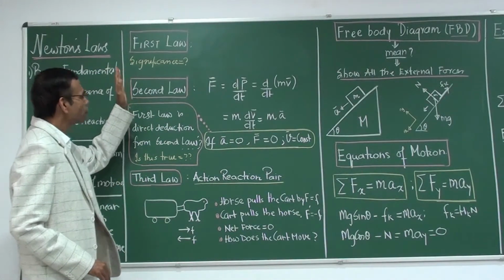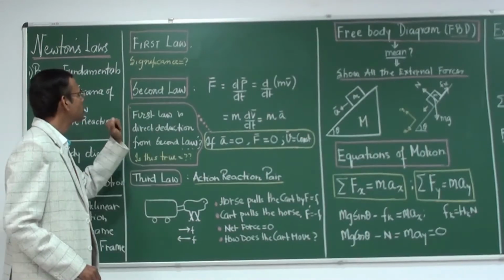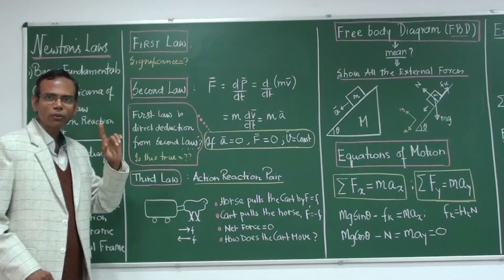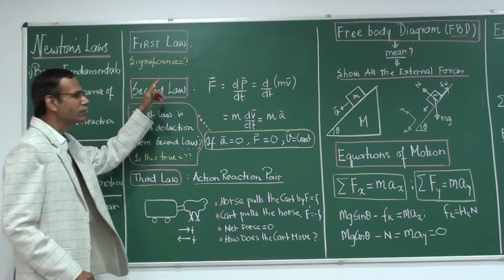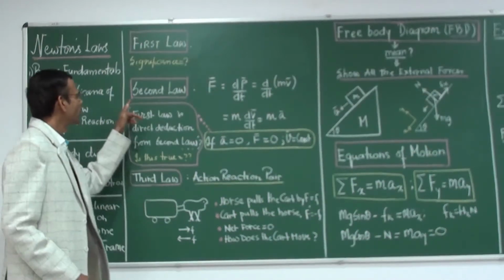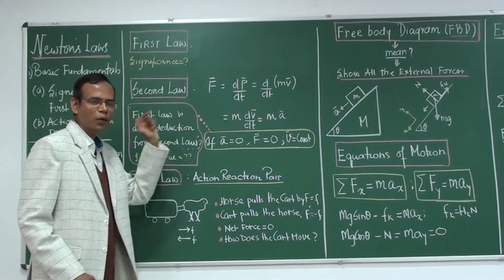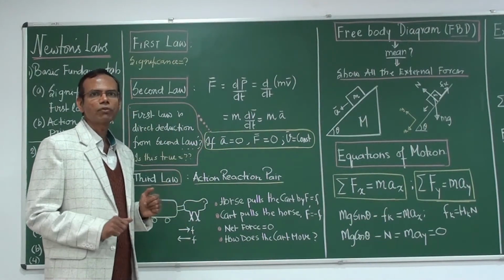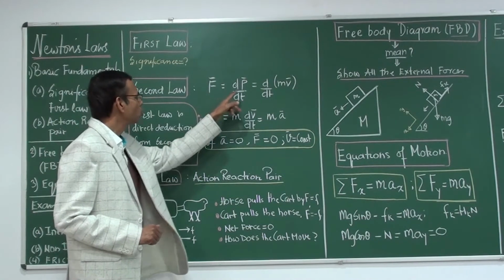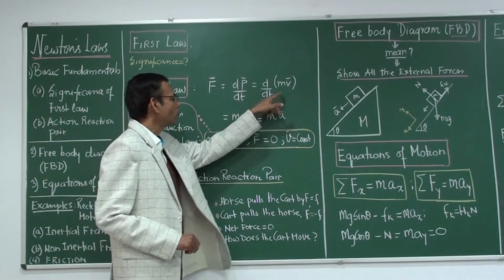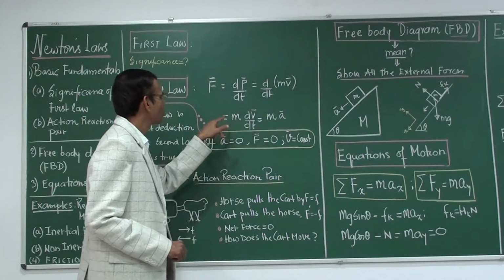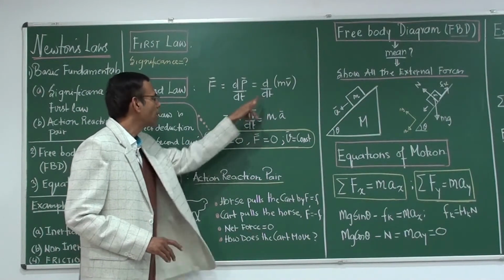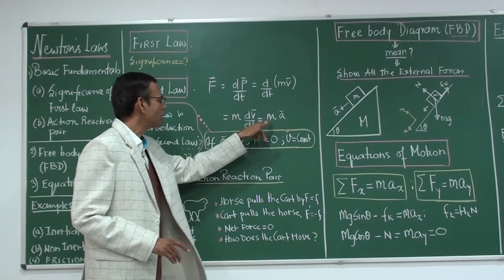Okay, so the first law you have studied well. Let us come to the second law. I want to ask you one question here: what is the significance of the first law? In the second law, the mathematical formulation of force is given: F is equal to dp by dt, d/dt of mv. Newton's laws are defined for constant mass, so I can take m out: m dv by dt is equal to ma.